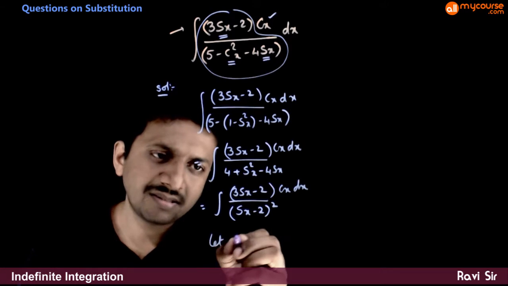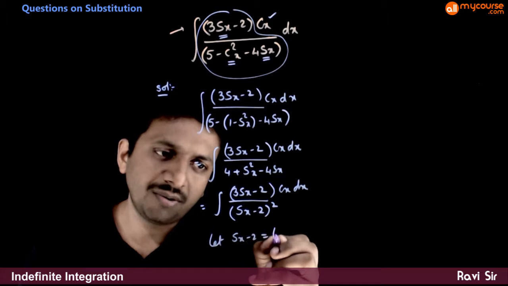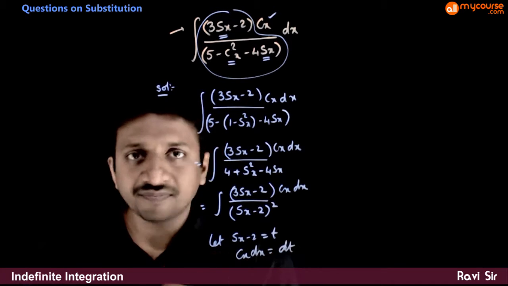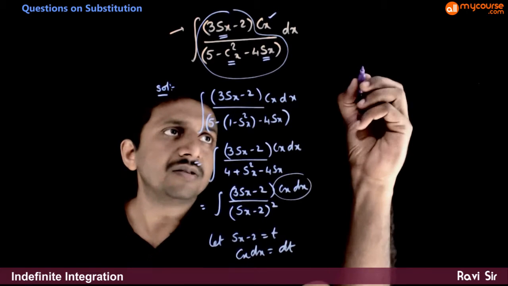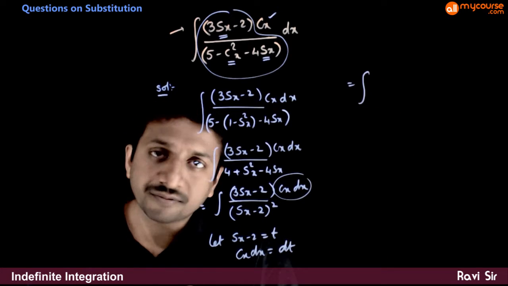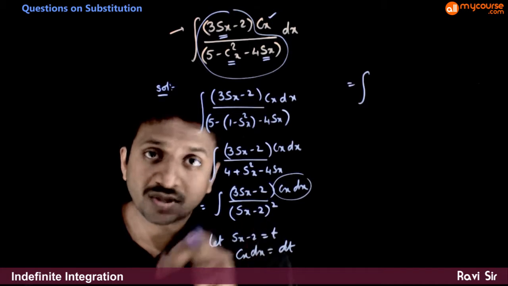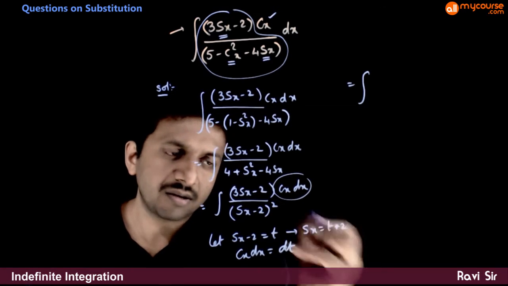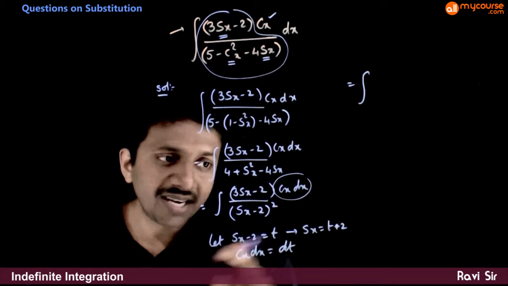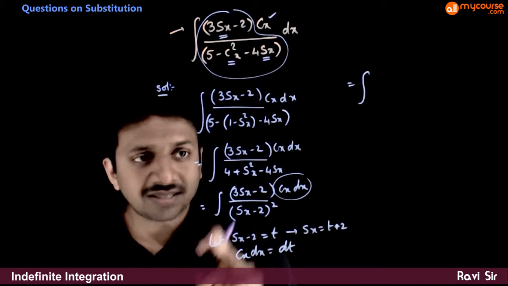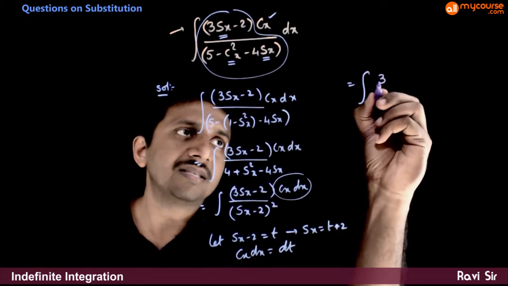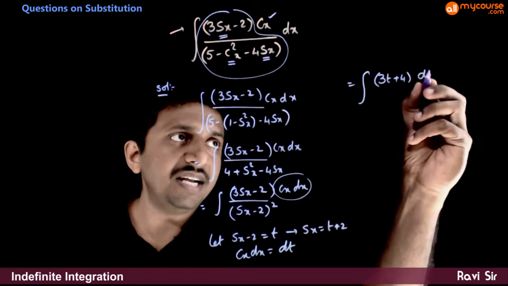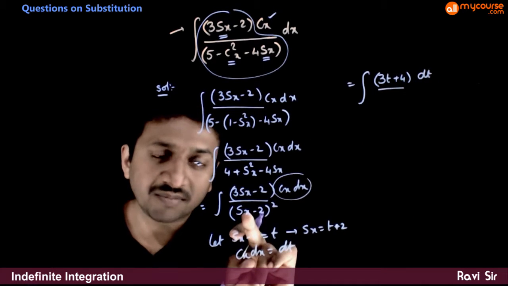So let sin x minus 2 be equal to t. So cos x dx goes to dt. So this becomes integration of, if sin x minus 2 is equal to t, sin x is equal to t plus 2. So what is 3 sin x? 3t plus 6 minus 2. That is 3t plus 4, and this becomes dt by t square.